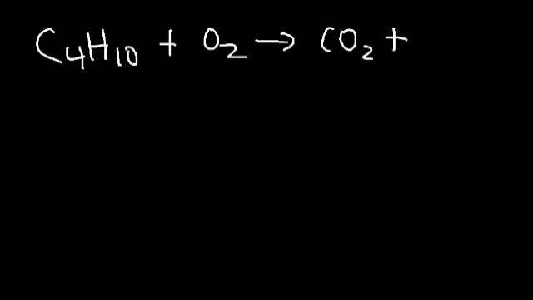Butane, C4H10, plus O2 produces CO2 and water. Go ahead and balance this reaction. So just like the last example, let's balance the carbon atoms first. We have 4 carbon atoms on the left side. So 4 divided by 1 is 4. We need to put a 4 in front of CO2 to make it work.